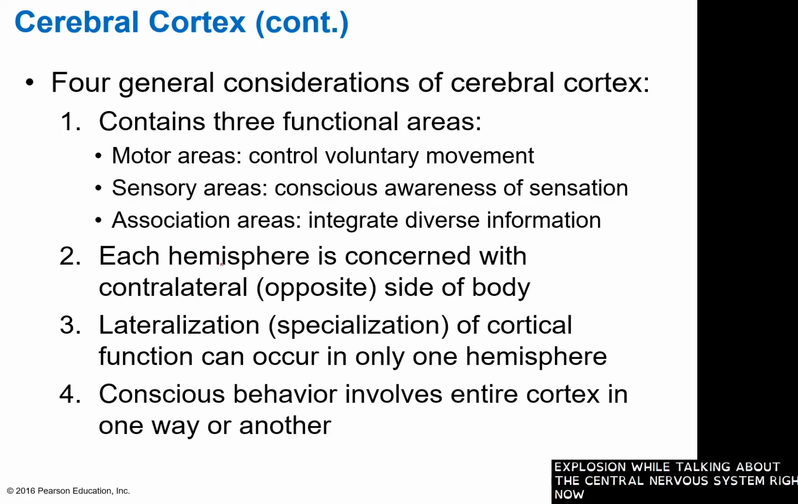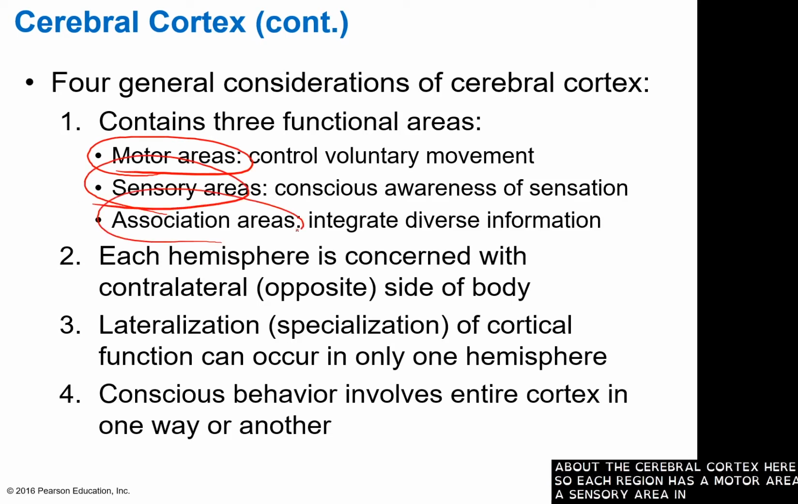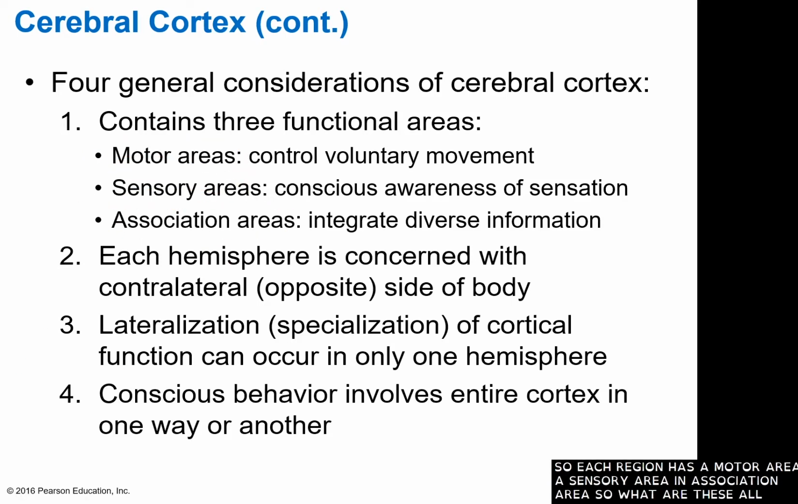All right, now let's go back to talking about the cerebral cortex here. So each region has a motor area, a sensory area, and association area. So what do these all mean? Let me switch the highlighter here so I'm not covering everything up. Motor one, controlling motor output. If I had my cam on right now, you would see me moving, doing a motor output.